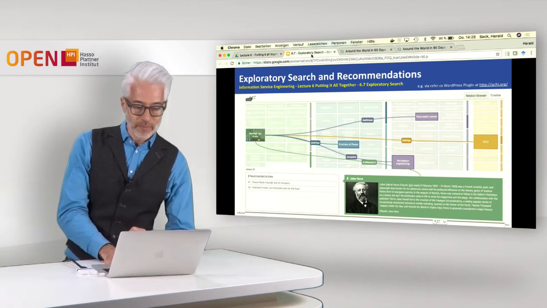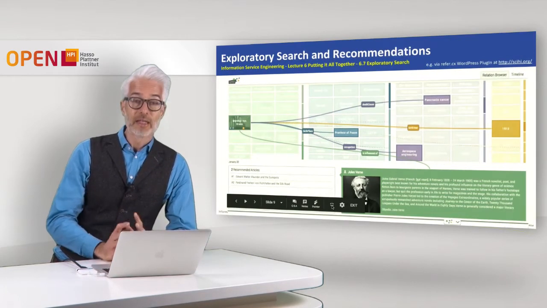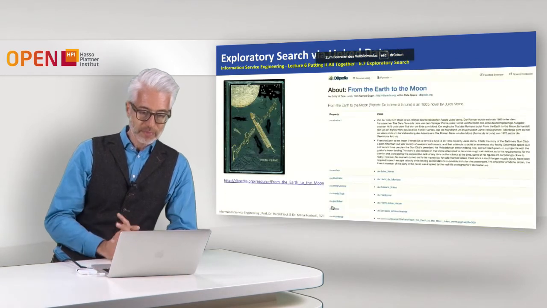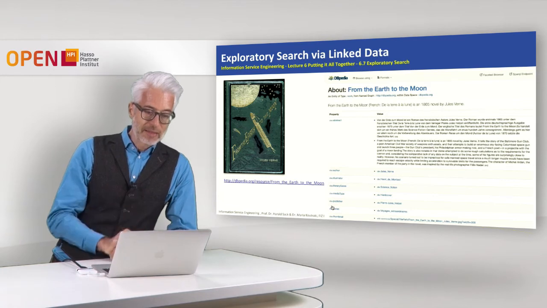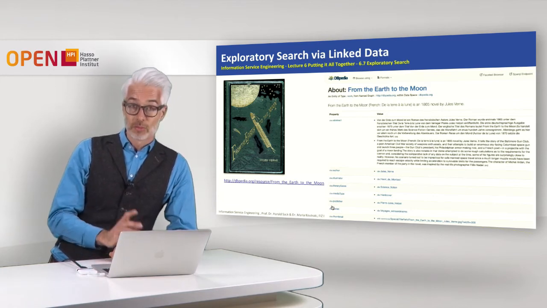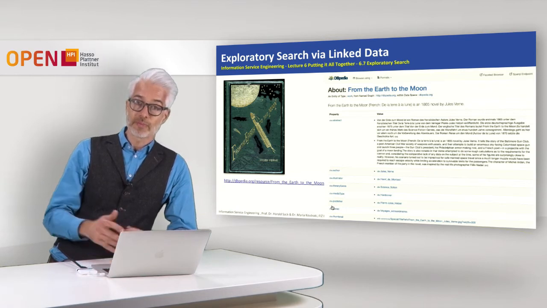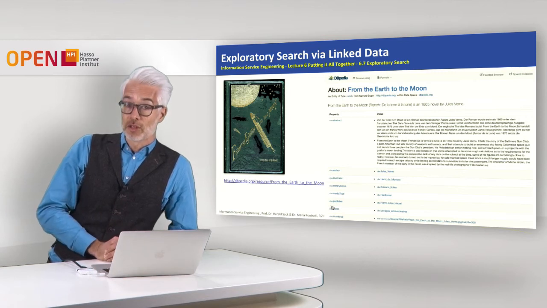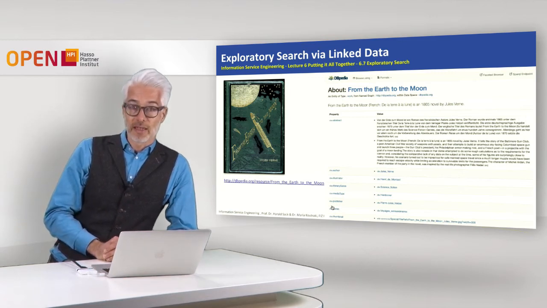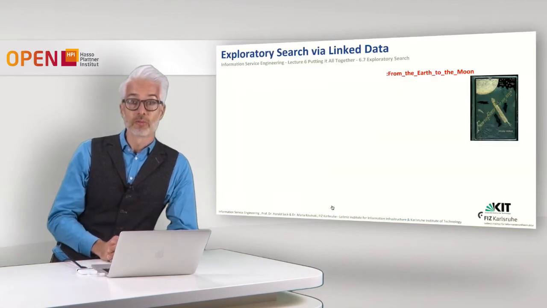Okay, so now the question is, how do we implement this based on linked data? Let's take the following example. We start out with a book we had already in mind from Jules Verne. So this is From the Earth to the Moon. And of course we know this book is also available in knowledge bases like, for example, DBpedia. So here we have the DBpedia data of From the Earth to the Moon.